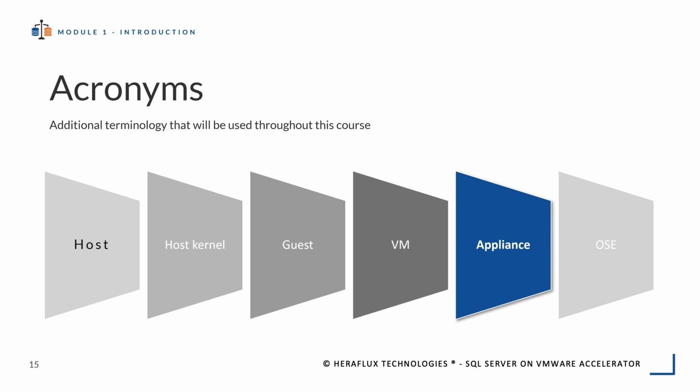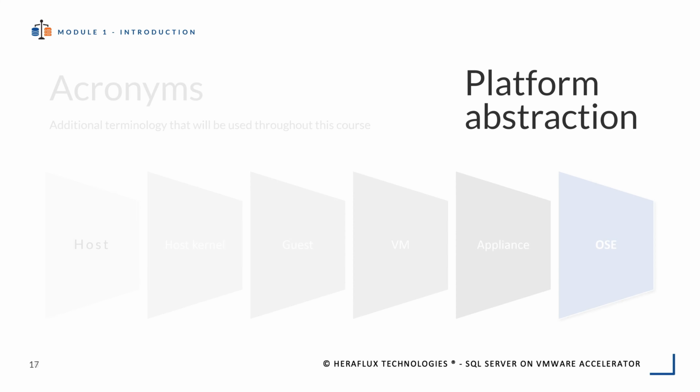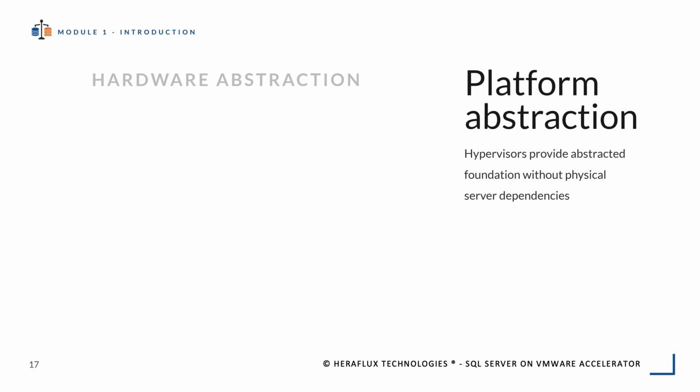The acronym OSE stands for Operating System Environment. In our case, OSE means either Windows Server or Linux installed as the base operating system inside of each of our virtual machines. One of the best features of modern hypervisors is that they provide an abstraction layer between our OSE and the physical server that it runs on. I no longer need hardware-specific drivers running inside my operating system in order to be able to use my physical devices like network adapters and storage.